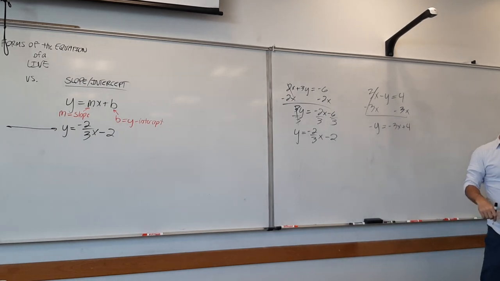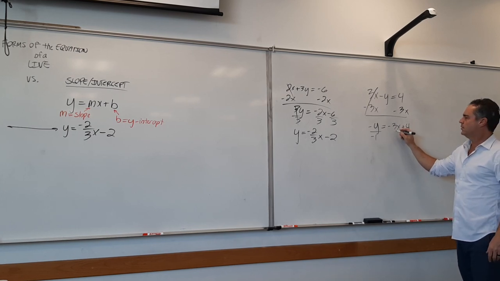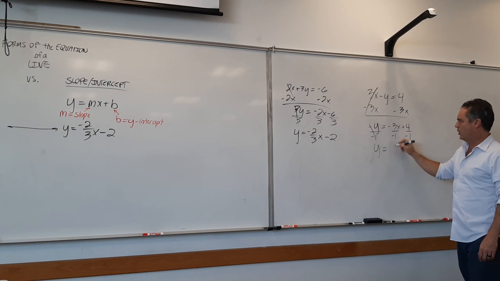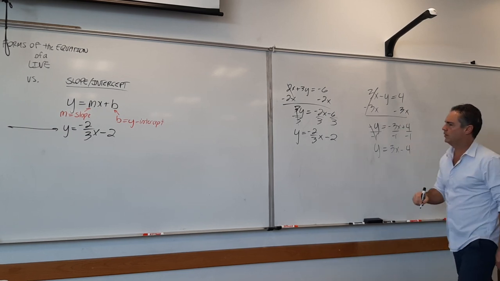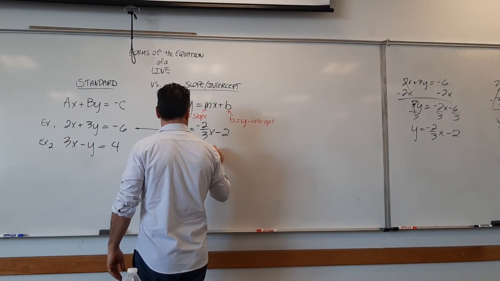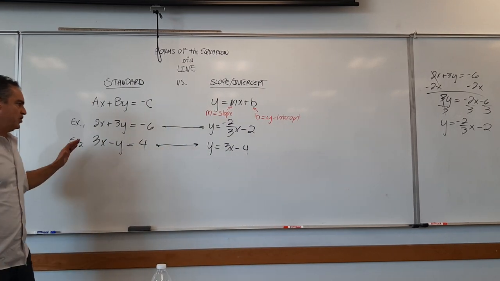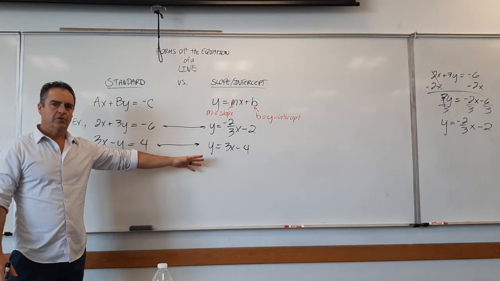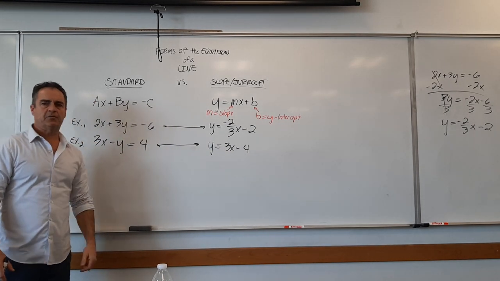Divide by -1. Okay, so we're going to divide this by -1, the whole side or each individual part? Each part, okay. And we get y equals what? 3x minus 4. Okay, good. And so this is y equals 3x minus 4. Exact same concept here. Same equation looks different, okay? Standard form, y equals mx plus b form.